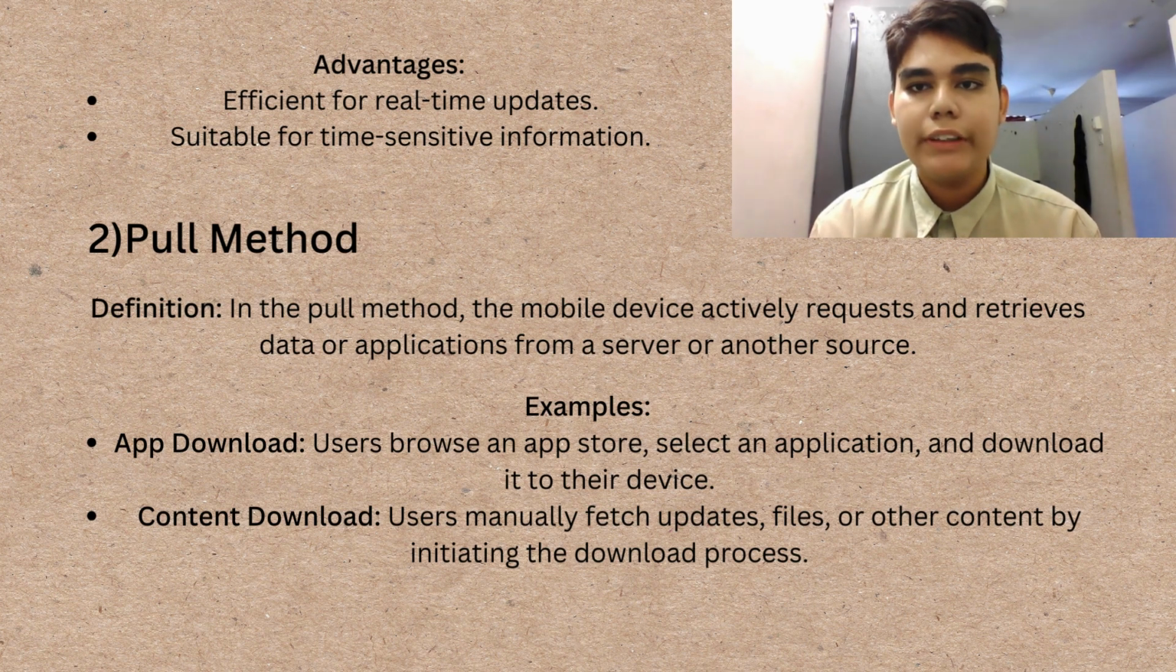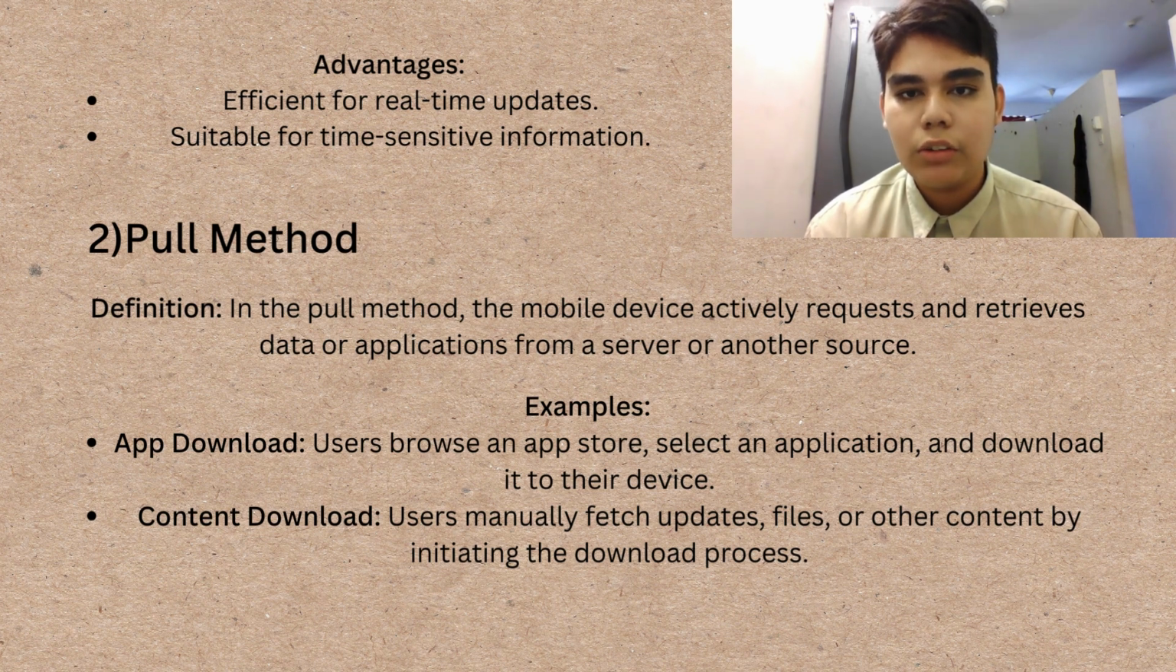Advantage: it is for real-time updates, suitable for time-sensitive information. Second, pull provisioning. Definition: in pull provisioning, the mobile device actively requests and downloads data or applications from another source. Example, app store. The user browses the app store, selects an application and downloads it to their device. Content download: the user manually clicks to update a file or download other content.